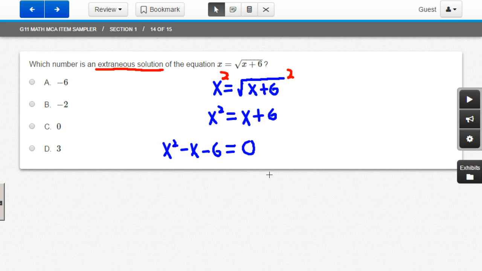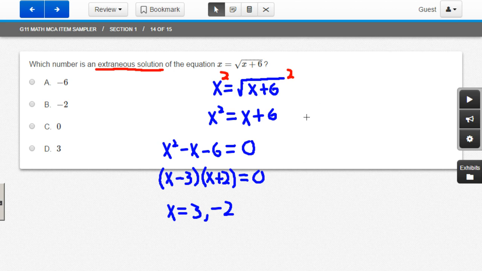At this point I can either factor or use the quadratic formula. Looks like this one factors, and we can factor it as x minus 3 times x plus 2. And by the zero product property, I know if x minus 3 times x plus 2 equals 0, that means x has got to be equal to positive 3 or negative 2. So these are both potential solutions to our original radical equation.